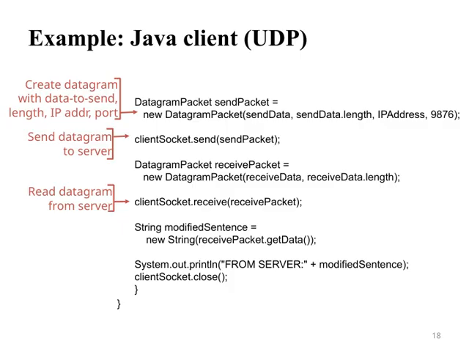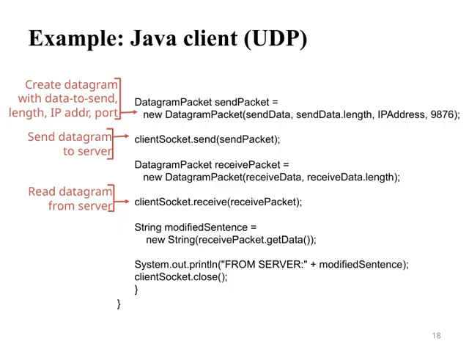After that, we prepare to receive a response by creating another datagram packet called receivePacket, which is initialized with a buffer for the incoming data. The client then waits for a response from the server with the receive method. When the packet arrives, we extract the data from receivePacket and convert it into a string, which we store in modifiedSentence. Finally, we print out the response from the server and close the socket to free up resources.